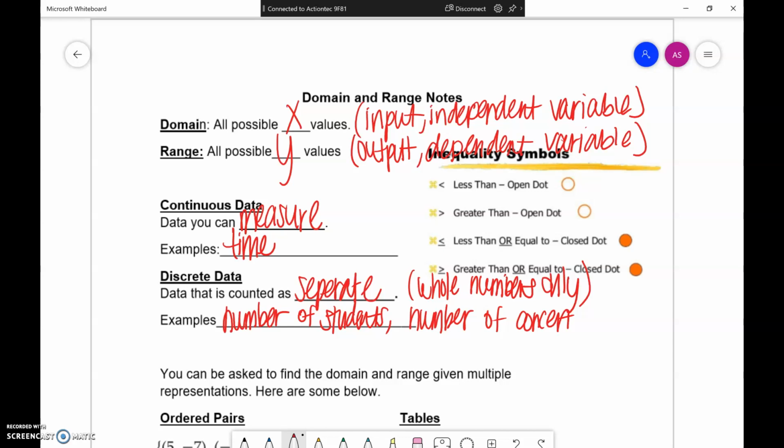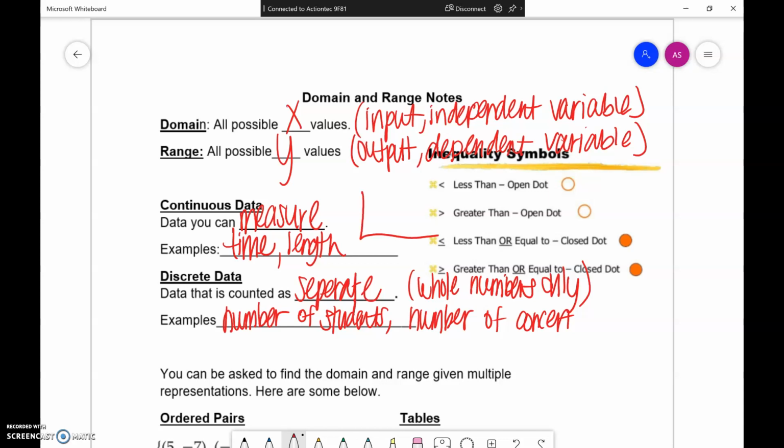Since I can split it, and of course time has different increments, hours, minutes, seconds, and all those things, things that you can break up and measure will be continuous data. So I can say time, I can say length. Because if I was to measure my desk, I can say my desk is probably about 6 feet and 3 inches long. So I can have in-betweens. So that would be continuous data.